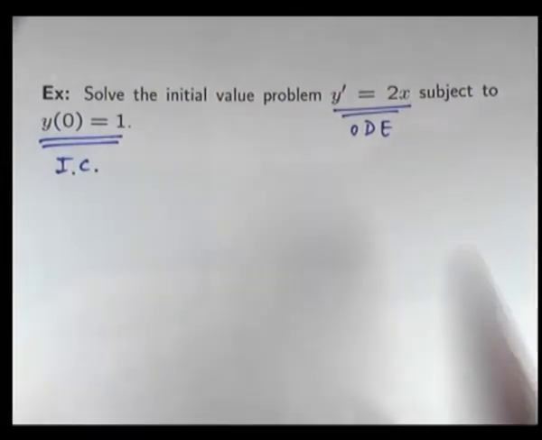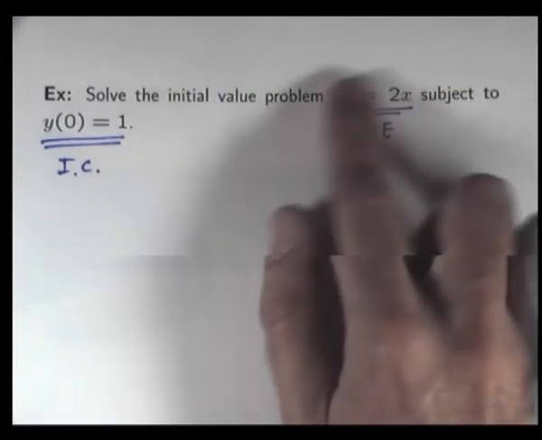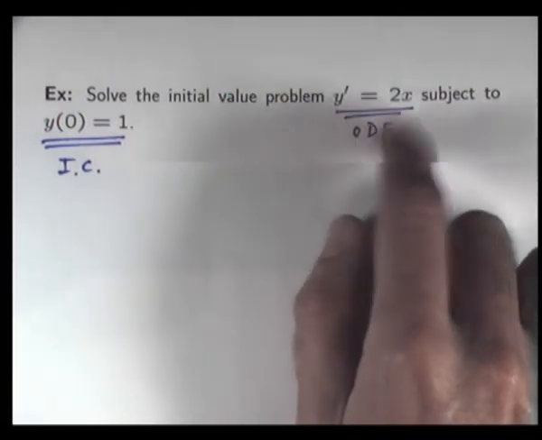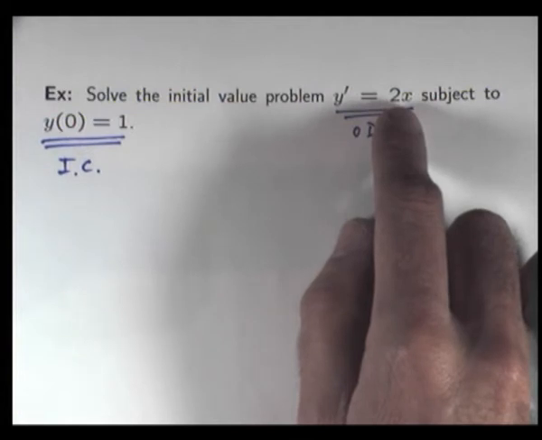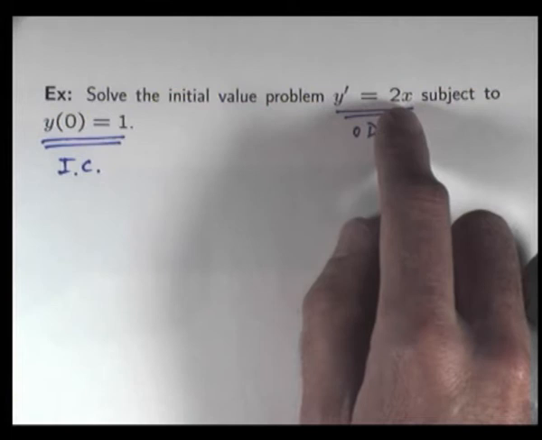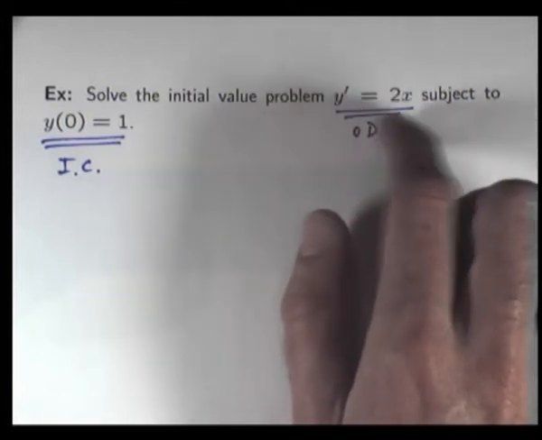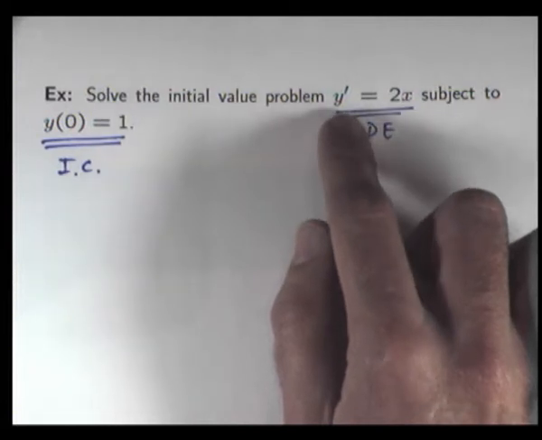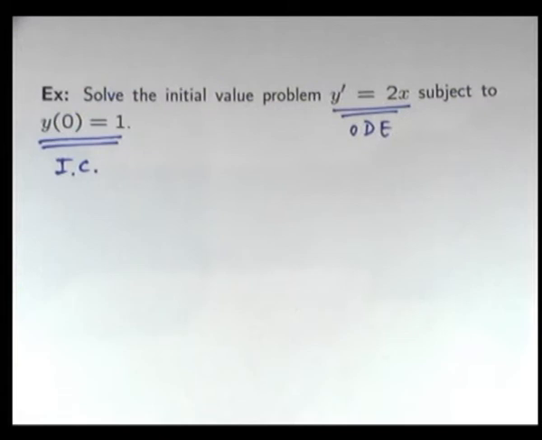If we look carefully at this ordinary differential equation, it's first order, and the right-hand side only involves the independent variable, in this case x. So what we can actually do here is integrate both sides with respect to x. That will get rid of the dy dx, and then perhaps we can use the initial condition in some way to clarify the solution. So let's do this.